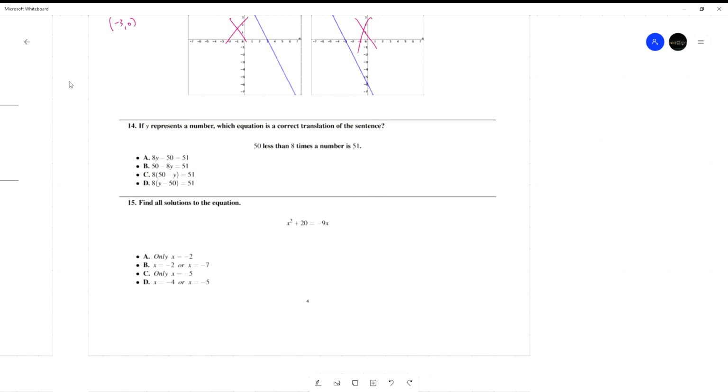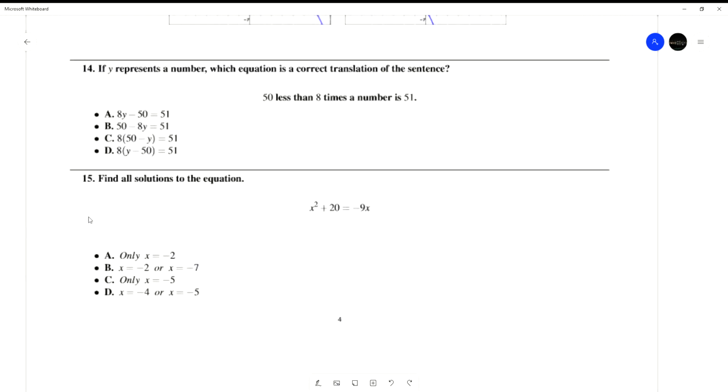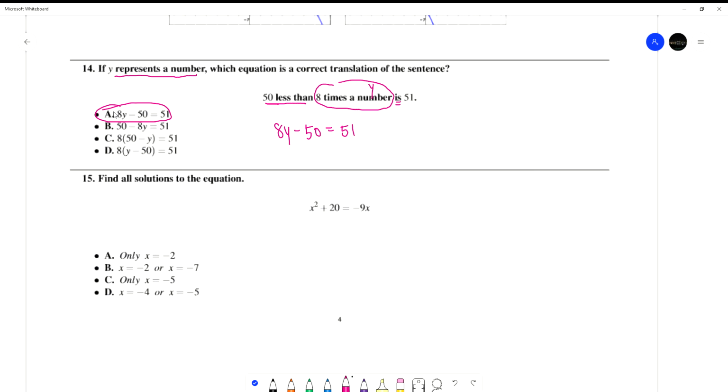Alrighty. Number 14 and 15. If y represents a number, right? So our number is y there. So that means 8 times y. This is 50 less than 8 times y. So when you say less than, it's always this first and then minus 50. The equal sign is the "is." So you have 8y minus 50 equals 51. And I look for that, it is answer choice A. Any questions there?